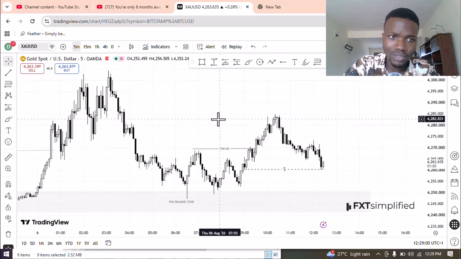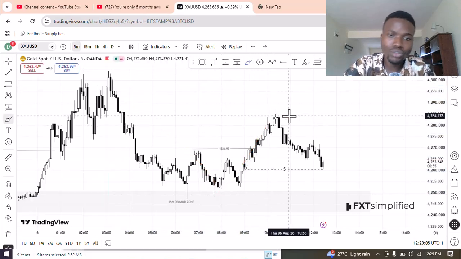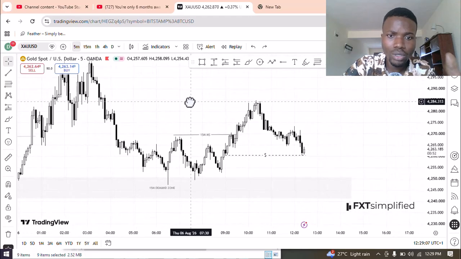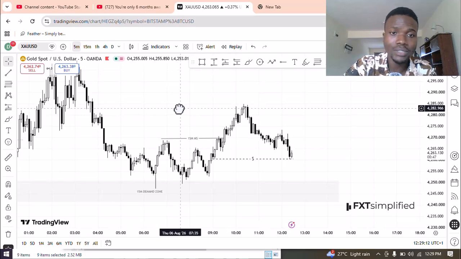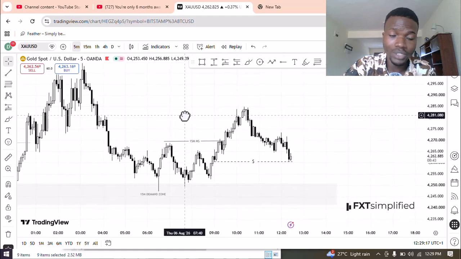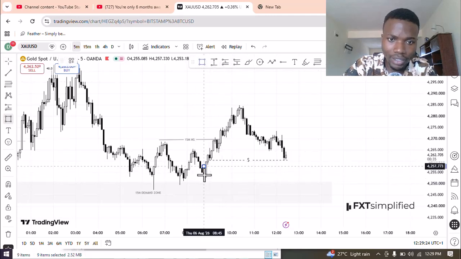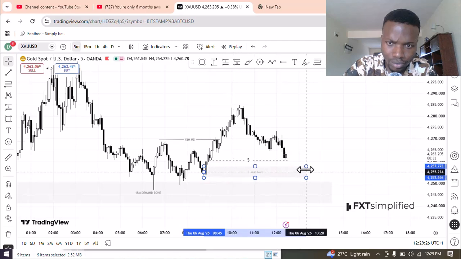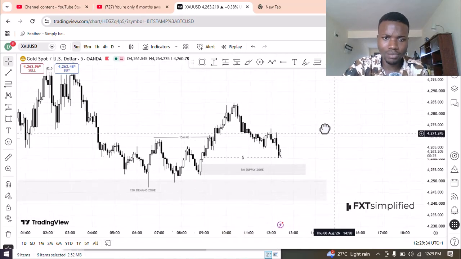I can see that price has shifted from bearish to bullish, but I need to be careful to look out for my zones. So what I'm going to expect, because in the next 30 minutes the New York trading session is going to start. Since this is the beginning, I can easily mark up my 5 minute demand zone around here. So this is my 5 minute demand zone.